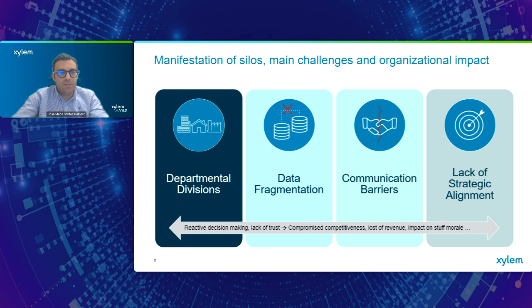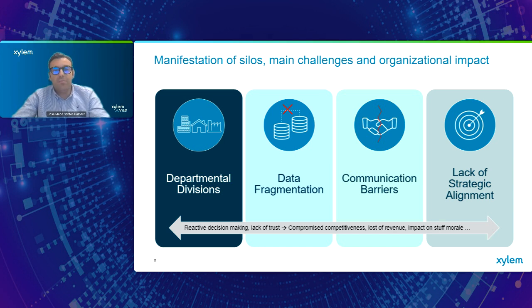So how can silos manifest? Some common manifestations of the silos in water utilities, as we can see here, are departmental division, data fragmentation, communication barriers, lack of strategic alignment, and so on. All these factors might lead to negative consequences, like lack of an accurate, integrated and consistent view of the operations, a high number of different workflows due to multiple apps, lack of real-time insights, slowing the decision-making process, or driving the utility towards a reactive operation instead of a proactive one.